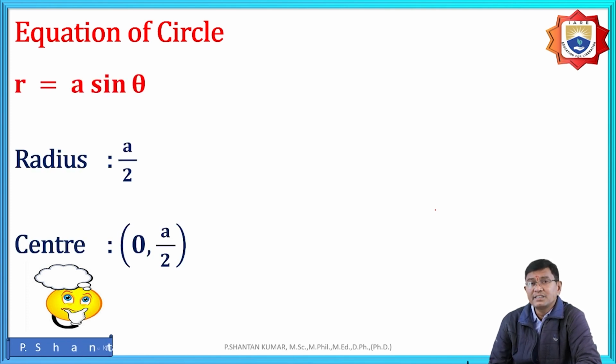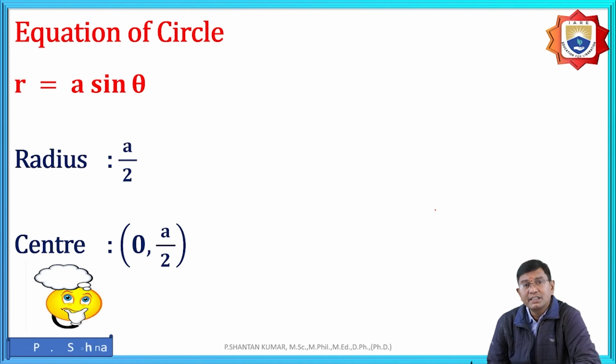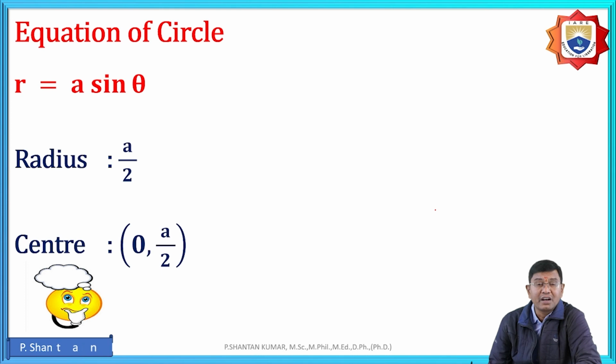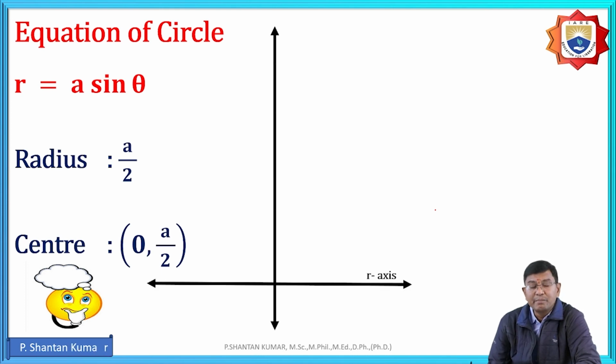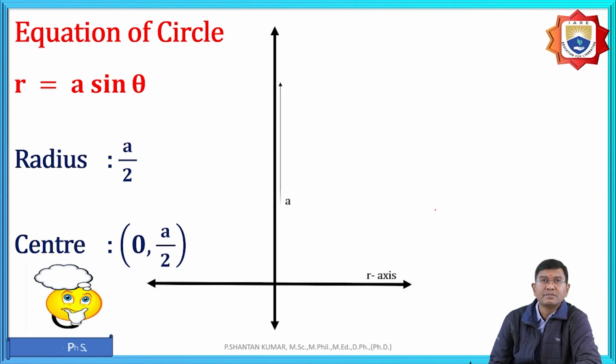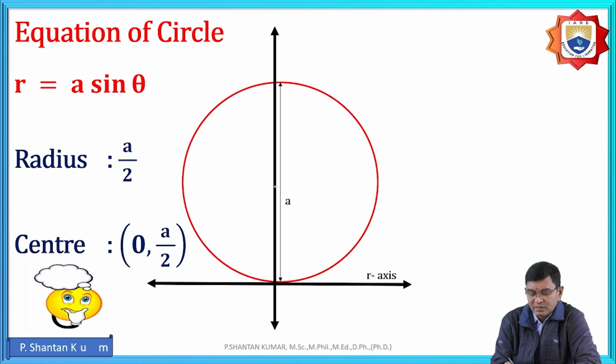And r is equal to a into sin theta. This is also the structure of a circle only, but it is not on the x-axis, it is on the y-axis, with radius a by 2 and center 0 comma a by 2. These are the conditions.